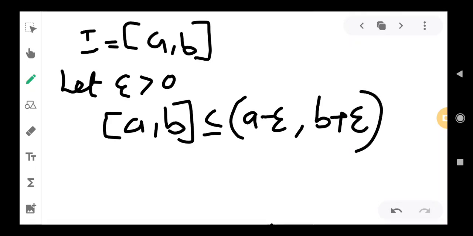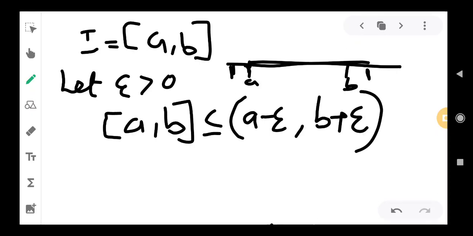This is true because, on the real line, I have my A here. This is the real line, and here I am taking B. Then obviously, for any epsilon greater than 0, A minus epsilon will be to the left of A, and B plus epsilon will be to the right of B. So we can write the closed interval AB is a subset of A minus epsilon, B plus epsilon.